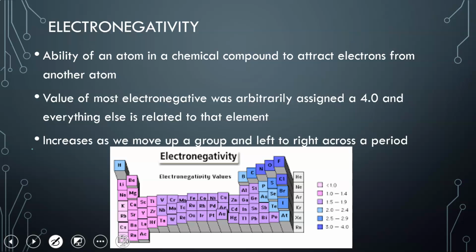It increases as we move up a group, so it goes up, and from left to right across the period. But notice that our noble gases there at the end have a 0 or negative electronegativity. That's because they don't want to attract electrons. They already have a full shell.